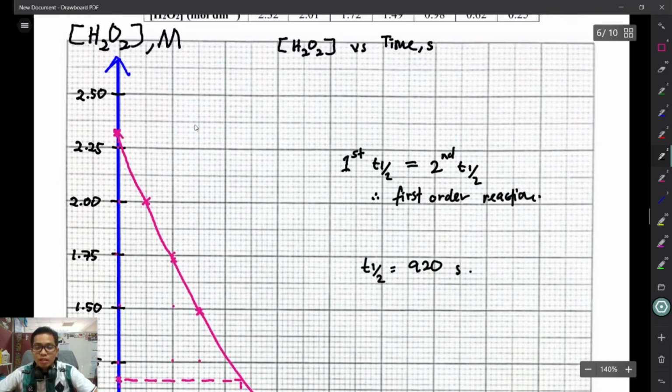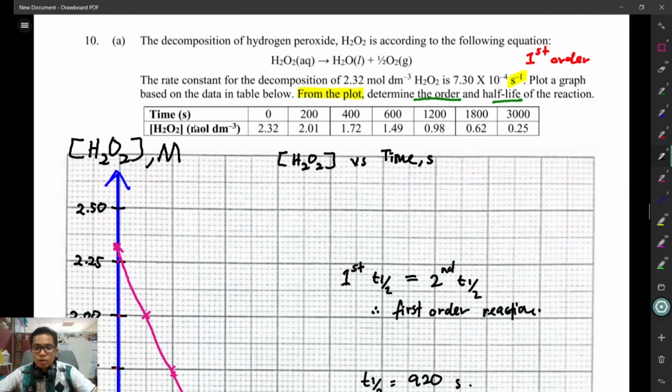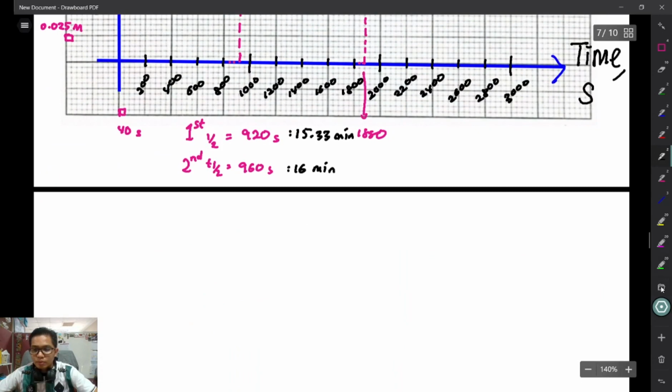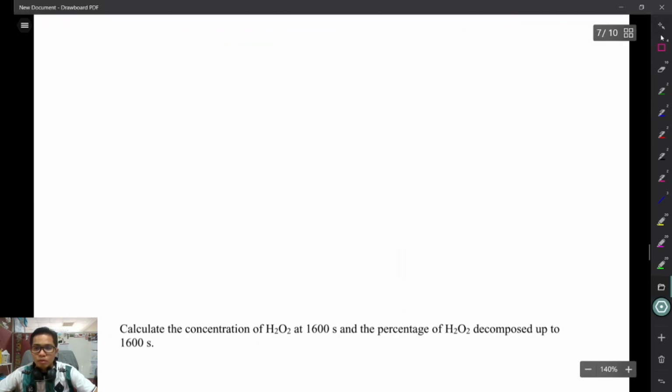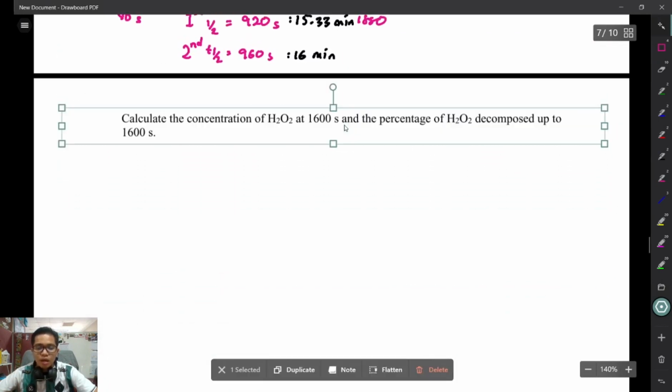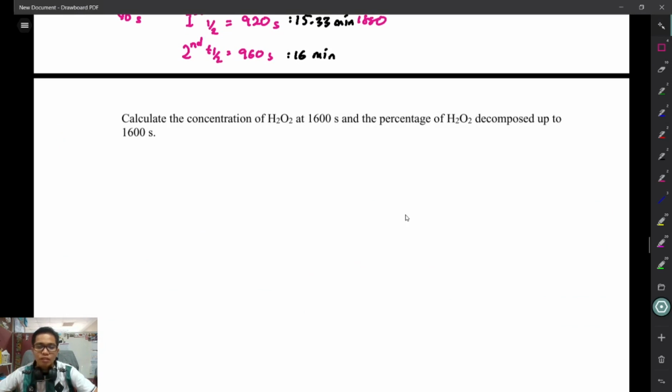Alright, so ada lagi tak? From the plot determine order and then half-life. Settle this. Okay, seterusnya. Calculate the concentration of H2O2 at 1600 and the percentage of H2O2 decomposed up to 1600.